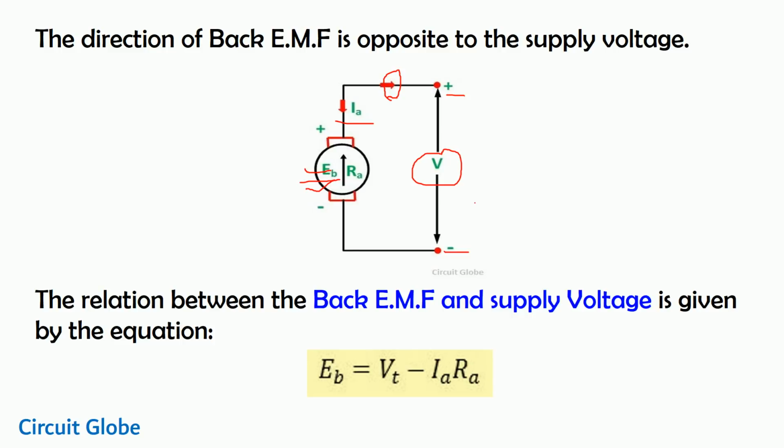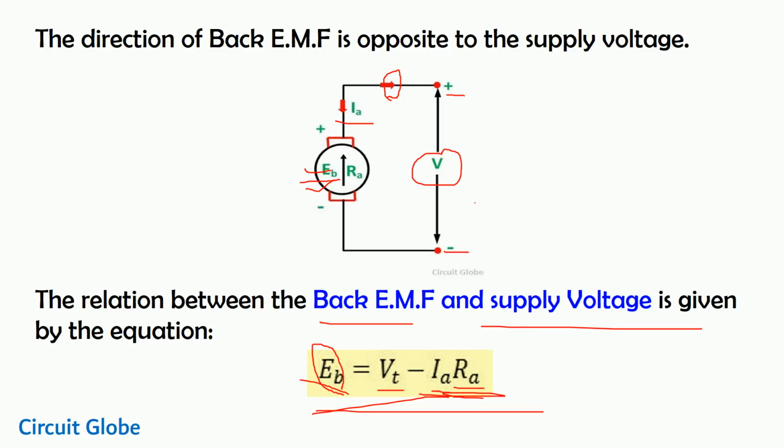The relation between the back EMF and the supply voltage is given by this equation. Here EB shows the back EMF induced in the armature conductor, VT is the terminal voltage, IA is the current induced in the armature, and RA is the resistance of the armature. So this equation shows the total EMF induced in the conductor. Here one more thing you can see is that the back EMF is inversely proportional to the armature current. So if back EMF increases, the value of the armature current decreases.